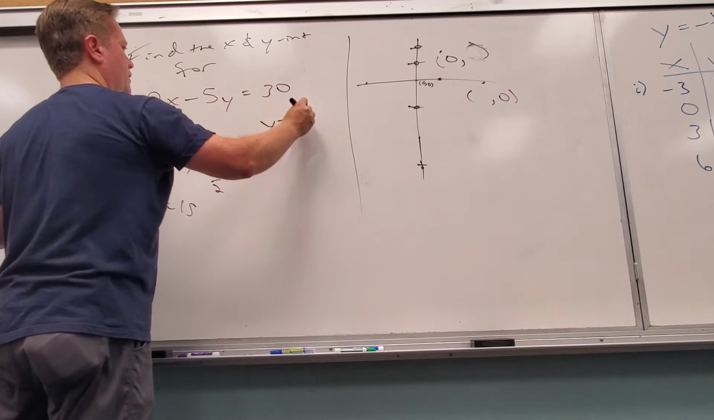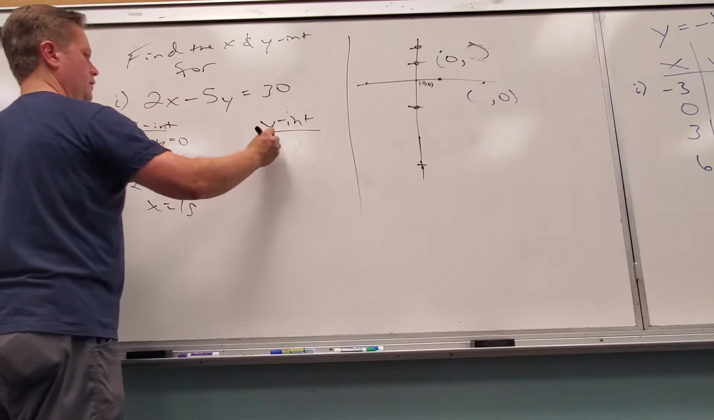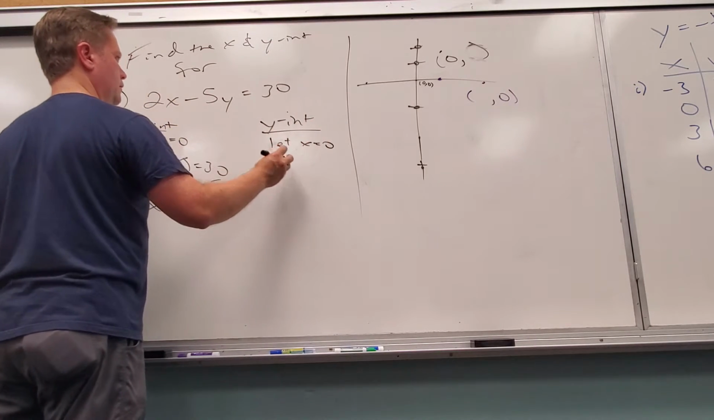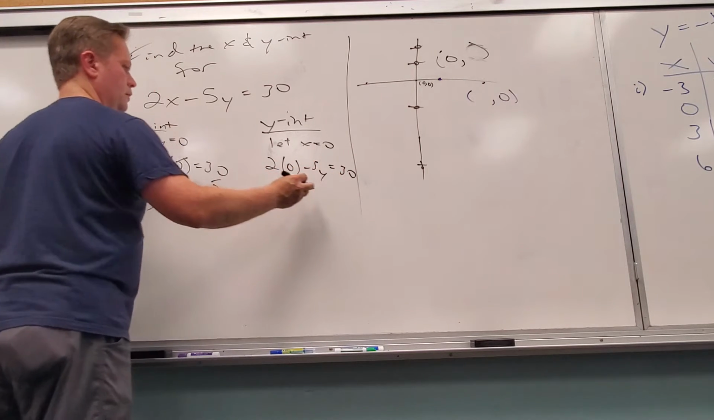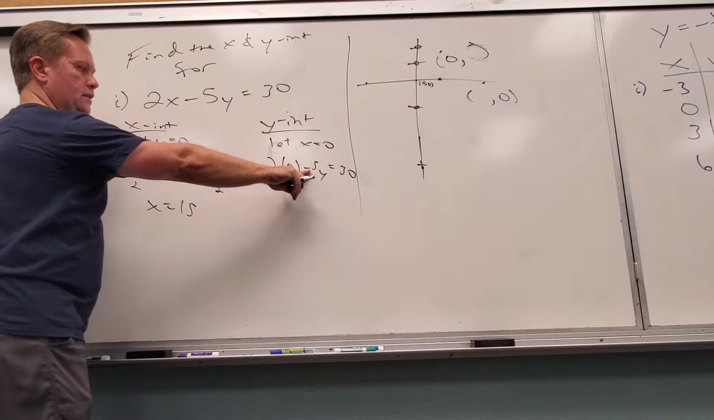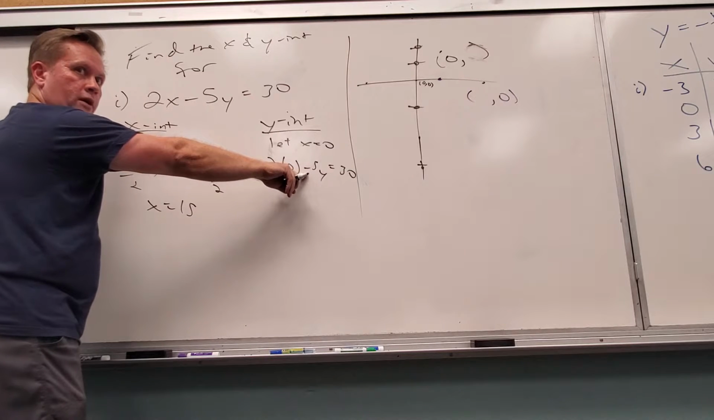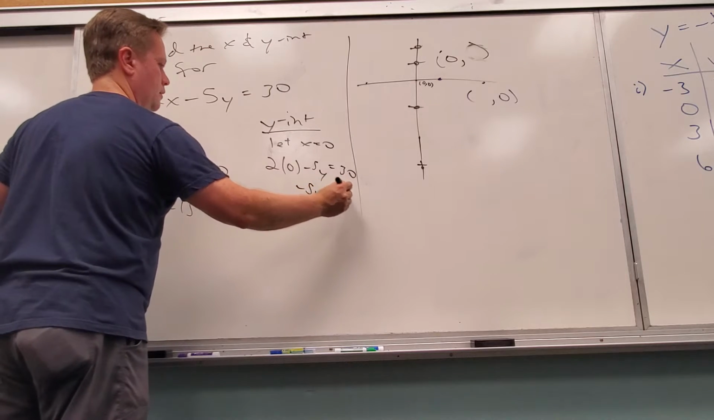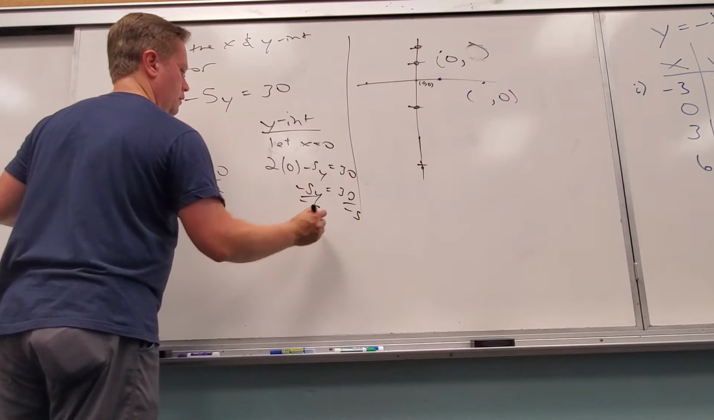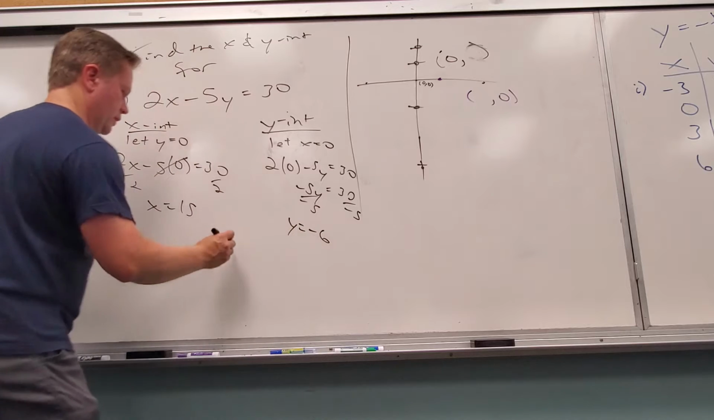All right, y-intercept, how do I find that? x equals 0. So then I get 2 times 0 minus 5y equals 30. One big mistake people make here is the negative somehow goes away. No idea how that magic happens. 2 times 0 is 0, minus 5y equals 30, so y is negative 6.